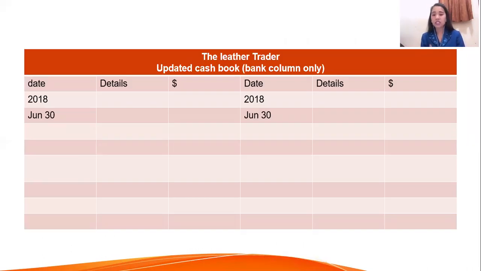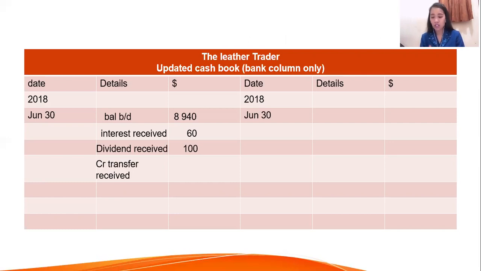Okay, so let's prepare our updated cash book. We start from the balance b/d, 8,940. So we put all the transactions that are not recorded by the cash book but recorded by the bank statement. Interest received, we put on the debit side, dividend received on the debit side, transfer received of 760 on the debit side. Remember, received we put on the debit side. But the payment, standing order, and the bank charge, we put on the credit side. It means minus from the bank cash book.